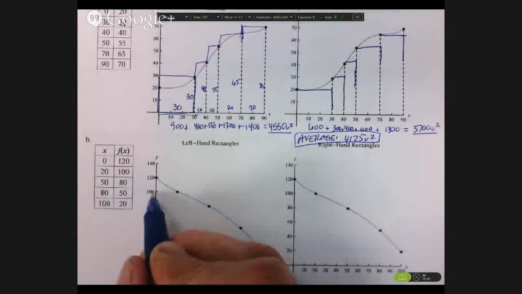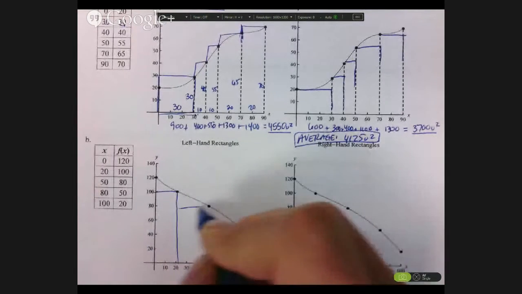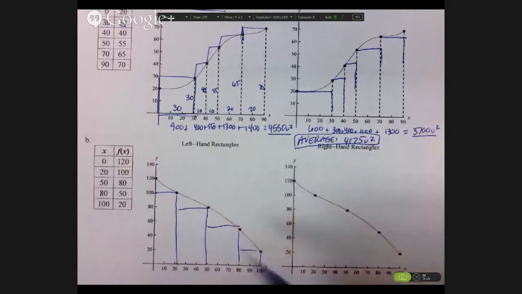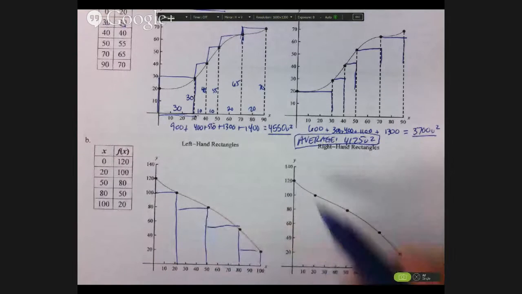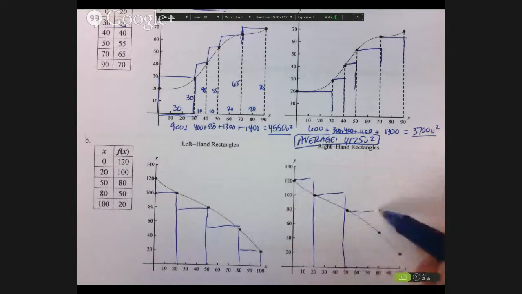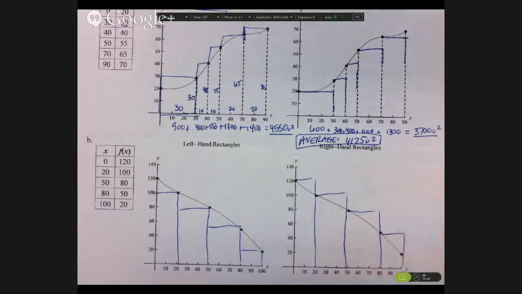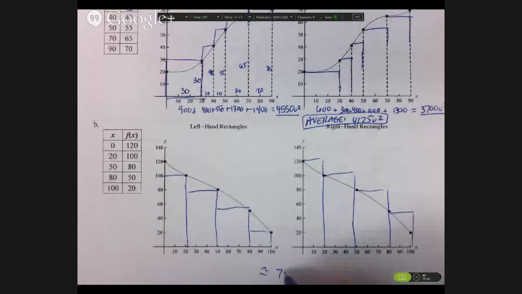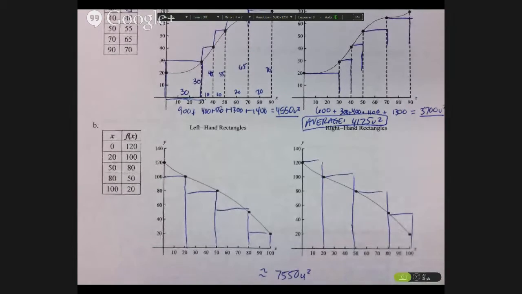Be careful on the next one that the left-handers are the low estimate because of the shape of the graph, and the right-handers are the high estimate. Okay. Do you have any questions? The answer to this one's somewhere in the 7550 range. Might be 7500, but that'll give you an answer check.